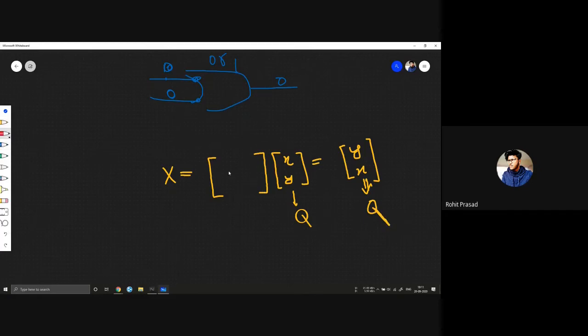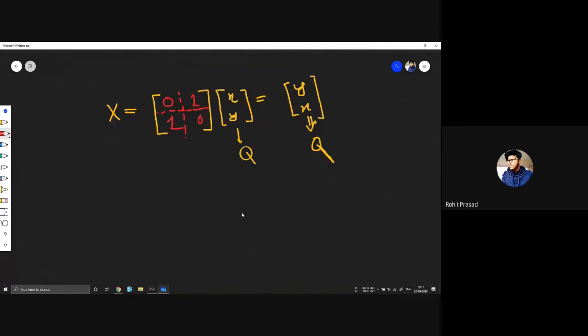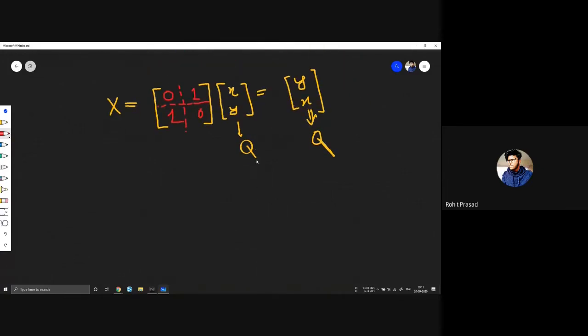So tell me, what would be the matrix of X? Just looking at this one: 0 1, 1 0, right? This multiplied by this, y will be there, and this. So we can represent our gates in matrix form as well.